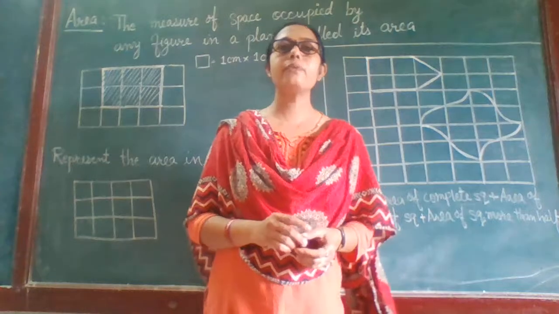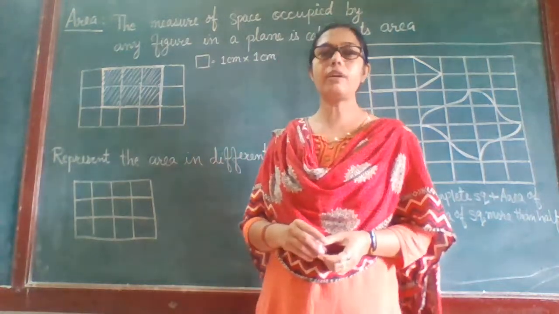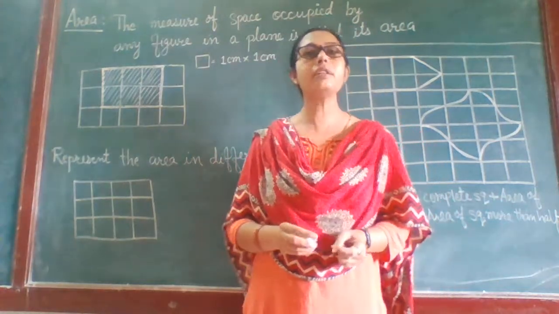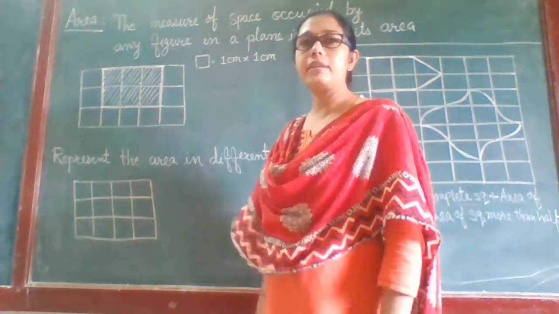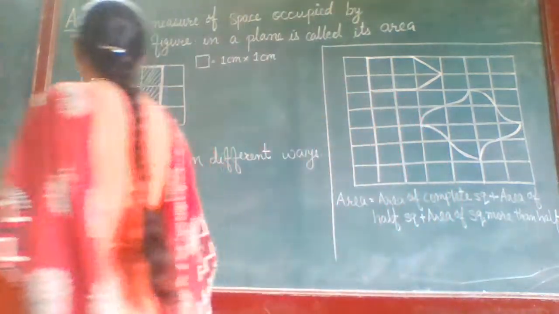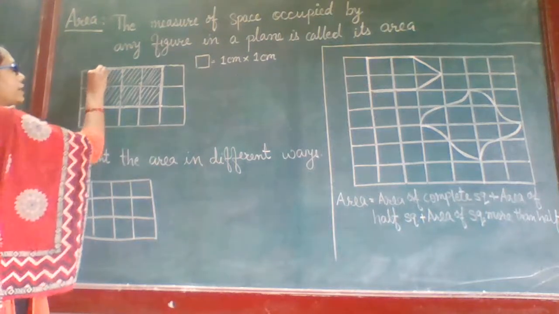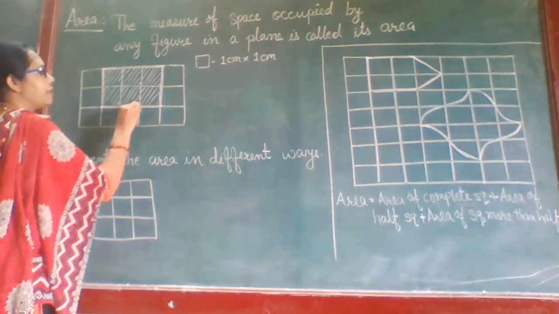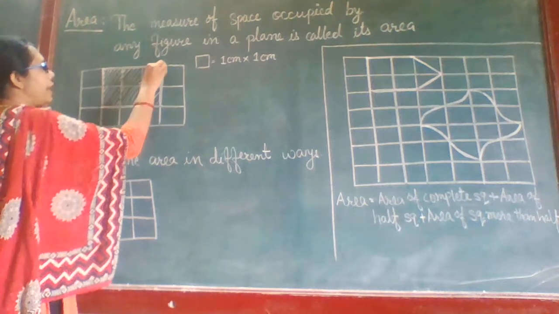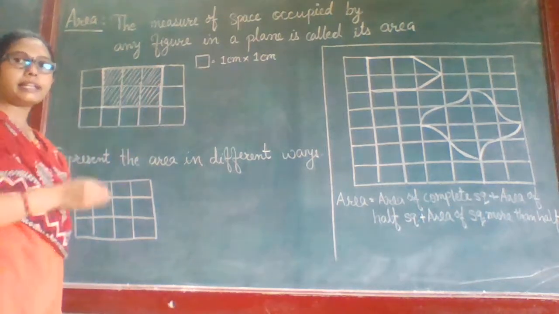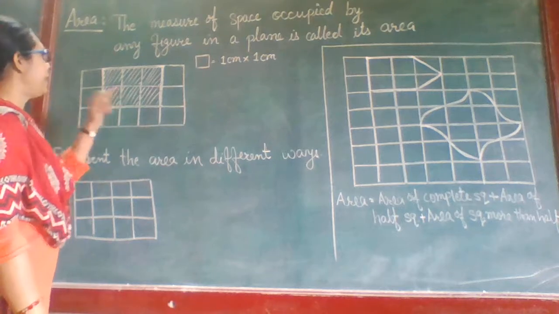Now students, we see area. What is the area of the given figure? See, one graph paper is given to you, and on this graph paper one stamp is kept. So we have to find what is the area of this stamp.